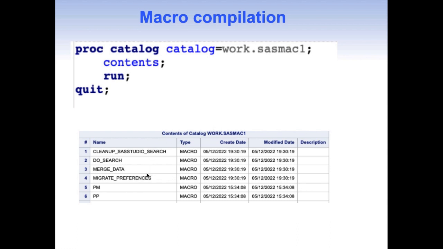The first four are created by default by SAS Studio and are not related to this topic, but the other two macros, PM and PP, are the macros which we have just created, and they have been stored in this particular location. The problem with work.sasmac1 is that these macros are there only for a particular session. Once we restart our session or end our SAS session, these macros will not be there. So they have to be compiled again.